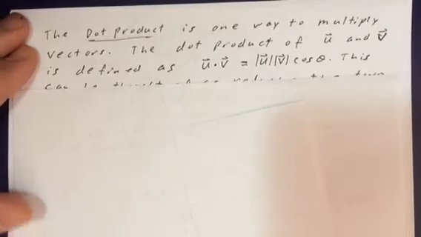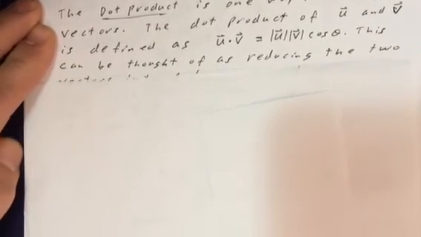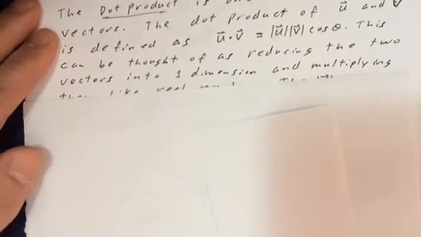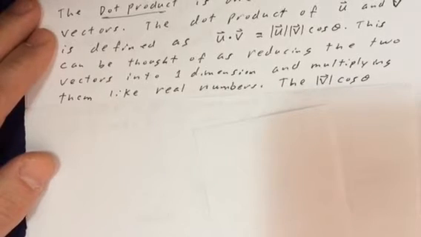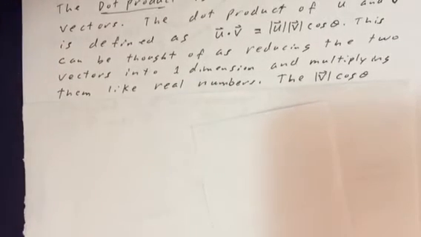That's how it's defined. This can be thought of as reducing the two vectors into one dimension and multiplying them like real numbers. We know how to multiply real numbers, so this is where the projection comes in useful. If you're projecting a vector down onto another one, it's like you're looking at the shadow of one on the other, and then you're multiplying their lengths.